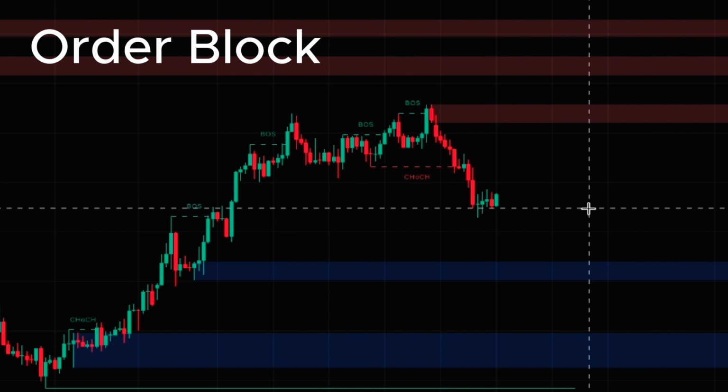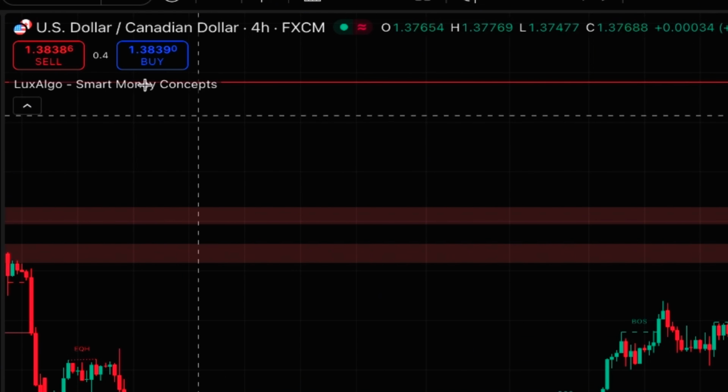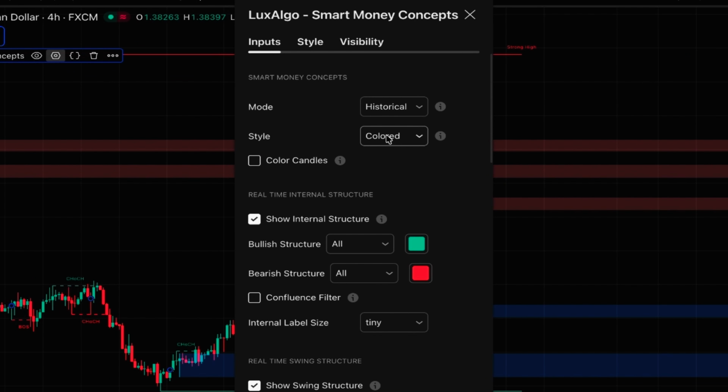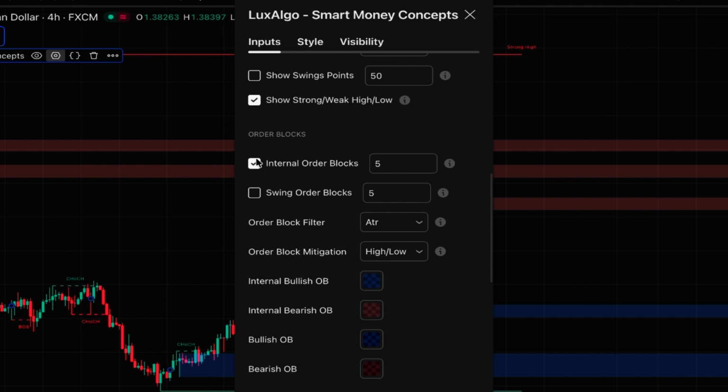By default, these identified order blocks are internal order blocks, meaning they are related to the shorter term view of the market. If we go to the settings of the indicator and if we scroll down, here we have settings for the order blocks. You can see that by default we have internal order blocks, and if you turn on this option, swing order blocks, the order blocks for longer term view of the market will also be identified and shown on the price chart.